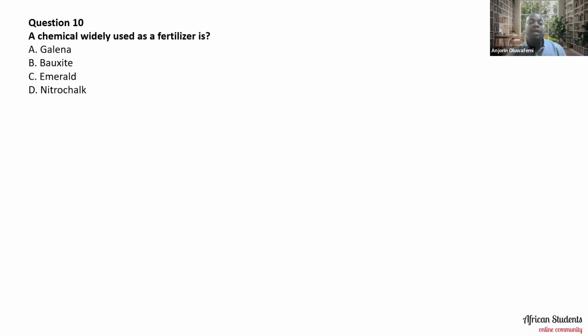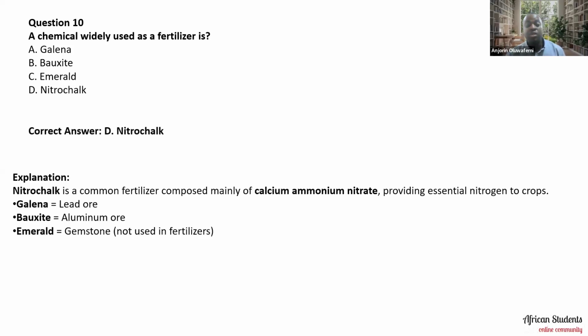A chemical widely used as a fertilizer is galena, bauxite, emerald, or nitrochalk. The answer is nitrochalk, and the reason is that nitrochalk is a common fertilizer composed mainly of calcium ammonium nitrate, providing essential nitrogen to crops. Galena, on the other hand, is just lead ore, bauxite is aluminum ore, and emerald is a gemstone, not used in fertilizer.